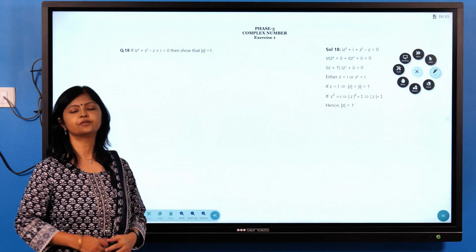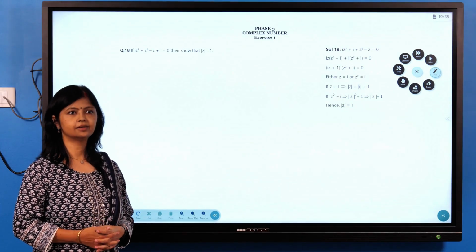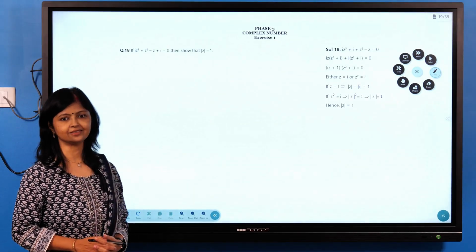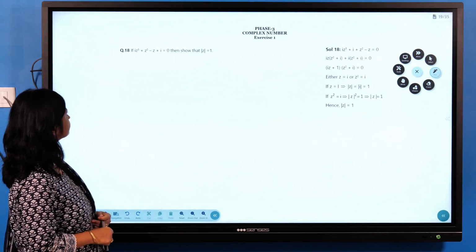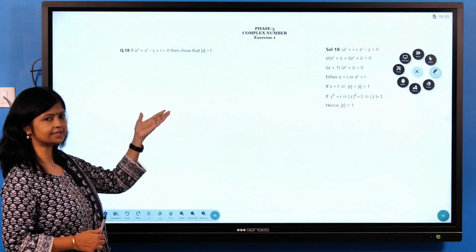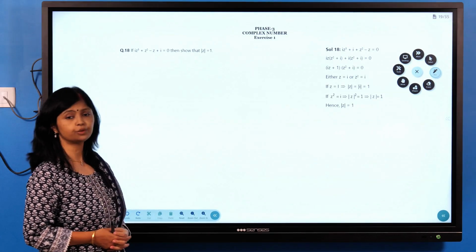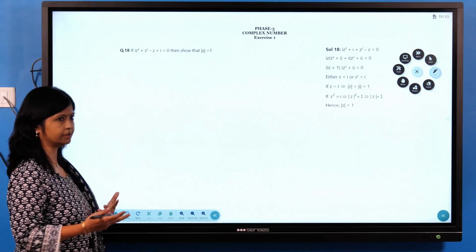Hello everyone. We are looking at phase 3, chapter complex number, exercise 1, question number 18 here. Let's look at the question. An expression in Z is given to us and we have to show that mod Z is equal to 1.